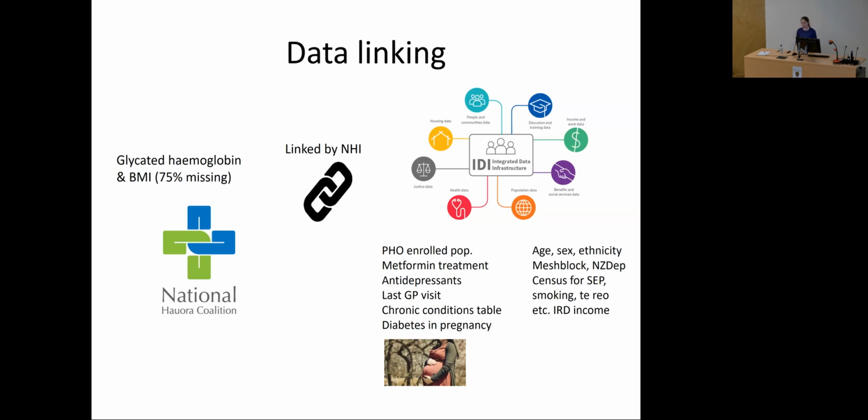So this data was linked to the IDI, and that's a long process that took a year. It was new and it hadn't been done very much, and it was a nightmare. But basically there's an MOU that was put in place between National Hauora Coalition and Stats New Zealand. I'd be happy to talk to anyone who is thinking about doing something similar. Within the IDI, there's a lot of variables that we could look at, and I've listed those.